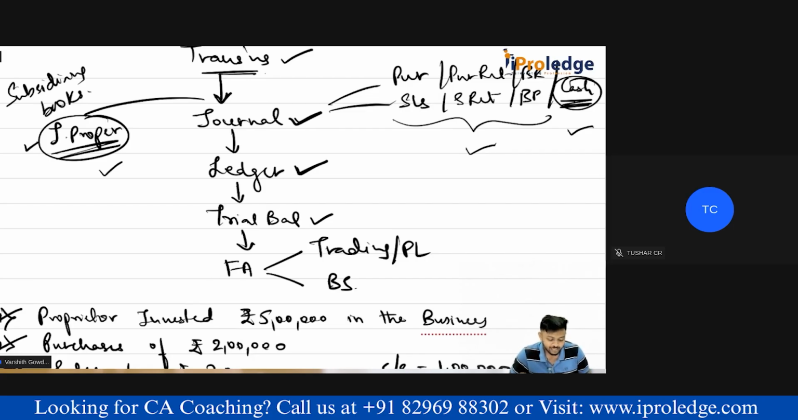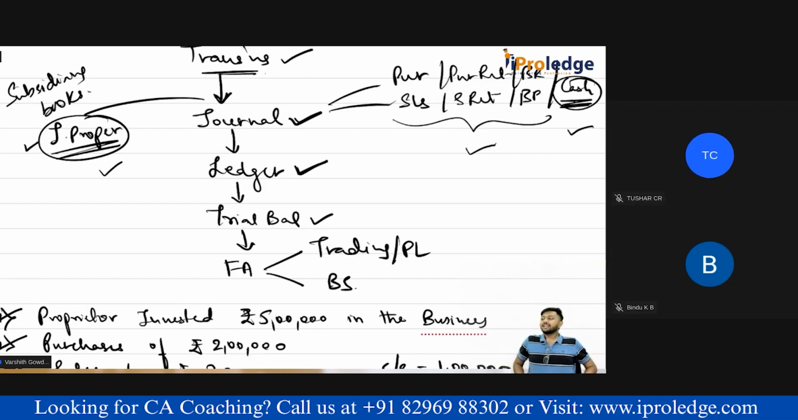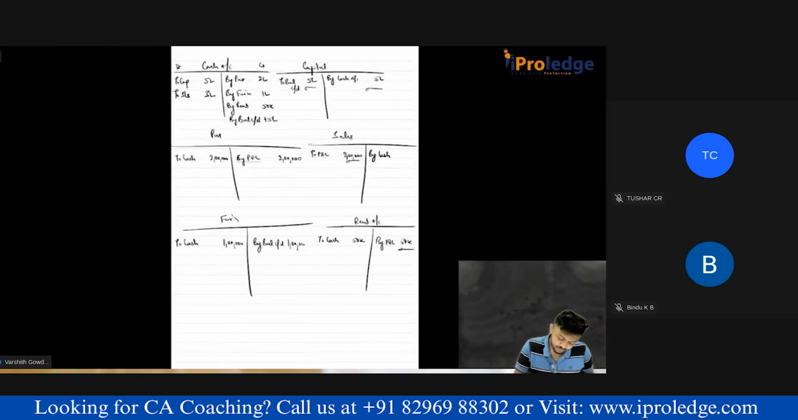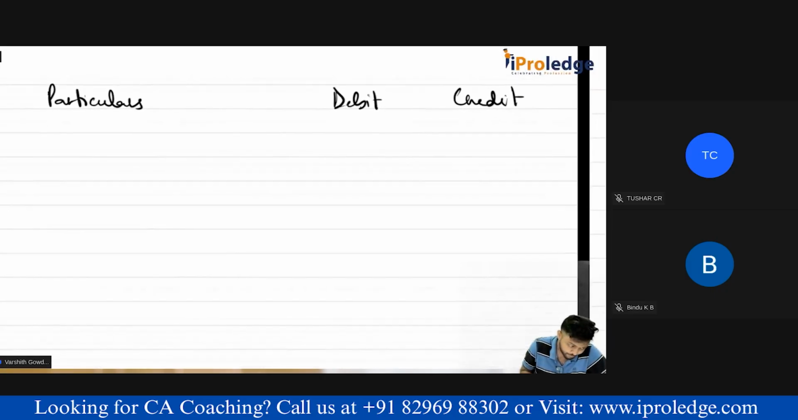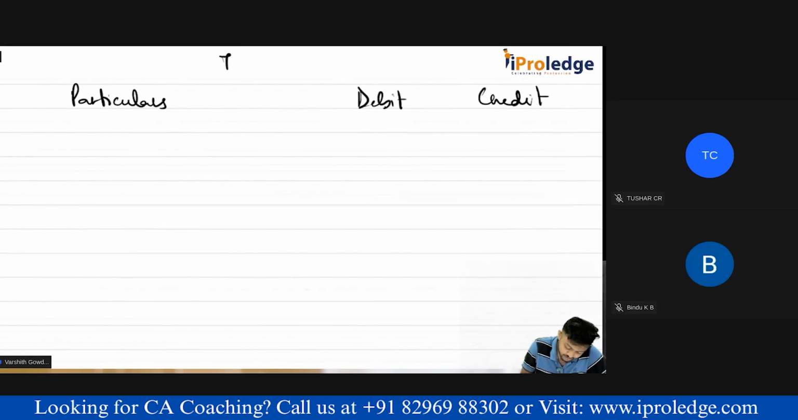Now let's do the trial balance posting. Let's post all the debit balances and credit balances. To maintain a trial balance we have two methods: one is the total method, and the other is the balance method. In the balance method, we'll prepare a trial balance with particulars, debit, credit. This is the trial balance. We go to all the ledger accounts and collect the balances.